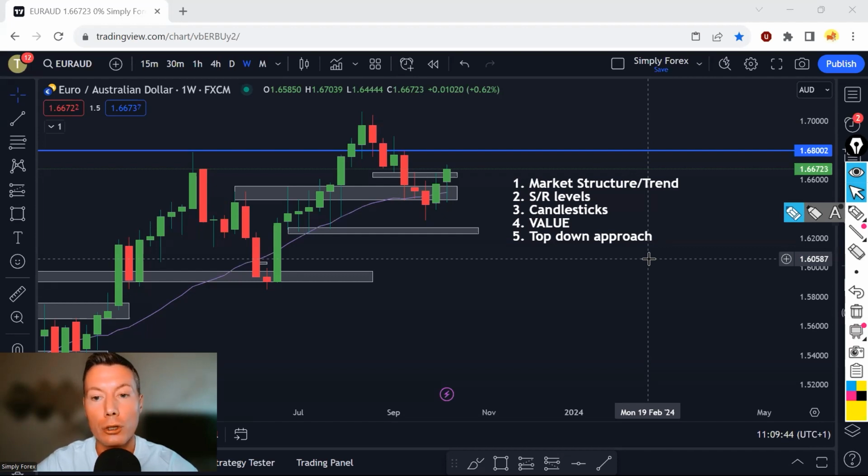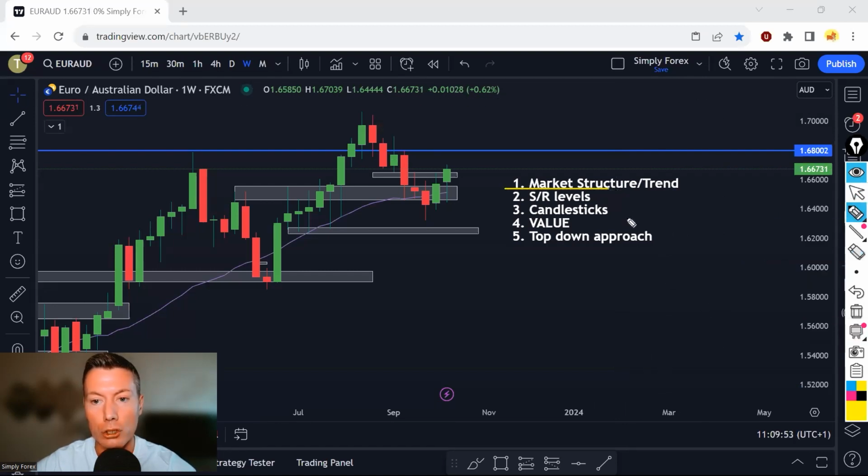I'm going to show you the things that I look at to take a trade, and I'm going to do this top-down approach. So let's just quickly look at the things I look at. I look at market structure and trend, support resistance levels, candlesticks, this concept of value, and this top-down approach. This is all that I look at in the markets, guys.